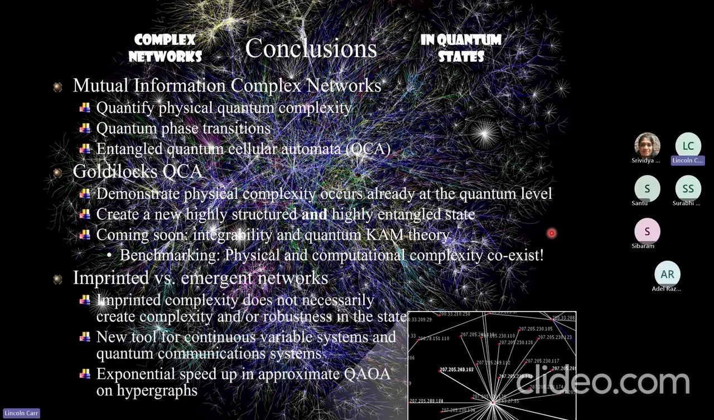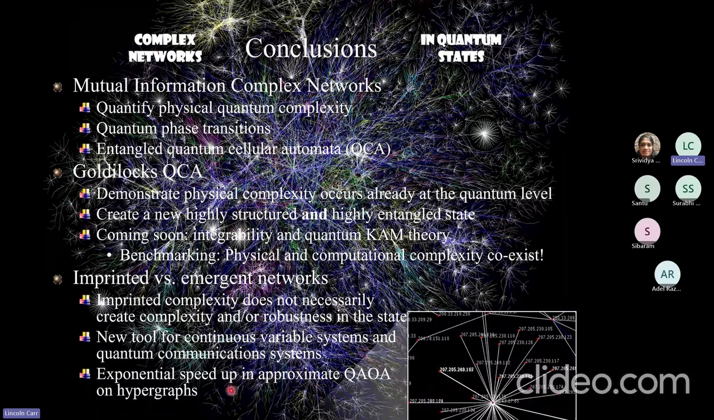Okay. If I had time, I would have told you about imprinted versus emergent complexity. These are emergent ones, right? But I told you I could have imprinted them, like actually in the quantum device. Now, it's interesting that imprinted complexity does not necessarily create complexity in the robust state. That is the work that I did with the physicists, as a matter of fact. I also had to work on a new tool for continuous variable systems and quantum communication systems. That's the freestanding optical network I mentioned.